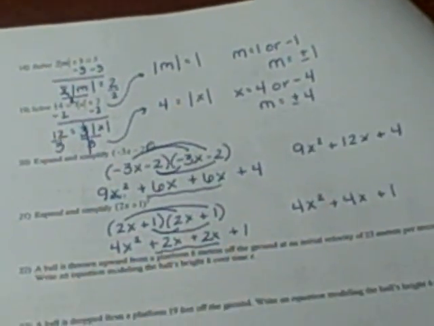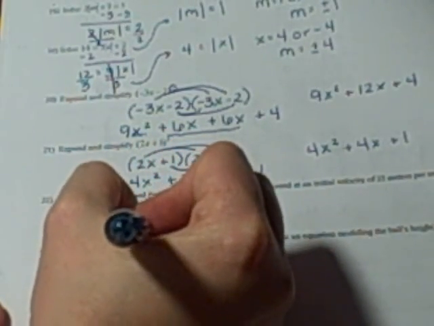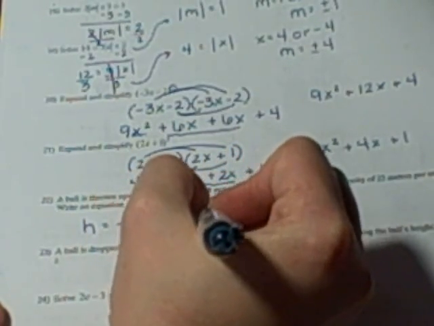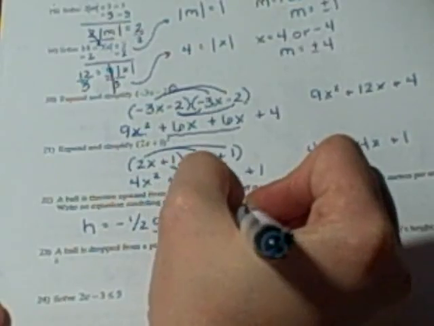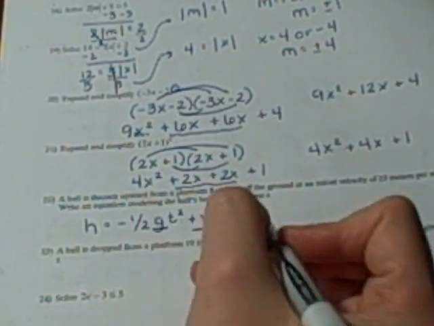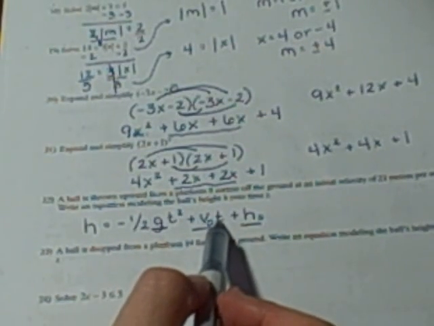Okay. 22 involves Newton's formula, which again, that formula will be given to you on the exam. You just have to know how to plug numbers into it. Here's what that formula looks like. Negative 1/2 gt squared plus v sub 0 t plus h sub 0. And the only numbers you really need to worry about filling in are the g, the v, and the h. Okay, those three are the ones that you're putting numbers in for. This t is just going to remain a t.